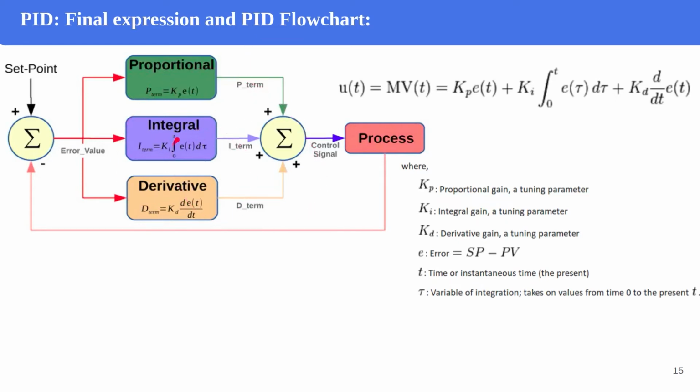The PID controller scheme is named after its three correcting terms: the proportional, integral, and derivative. We can call the output signal u(t), or MV, the manipulated variable. As you see, it is the sum of these three terms: the proportional, the integral, and the derivative terms. And here are the definitions of each parameter: Kp, Ki, Kd, the error, and time, and this is the tau here.